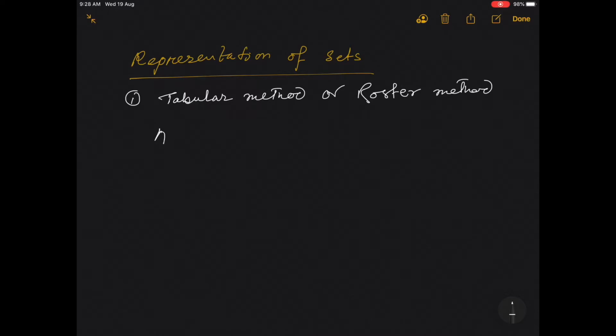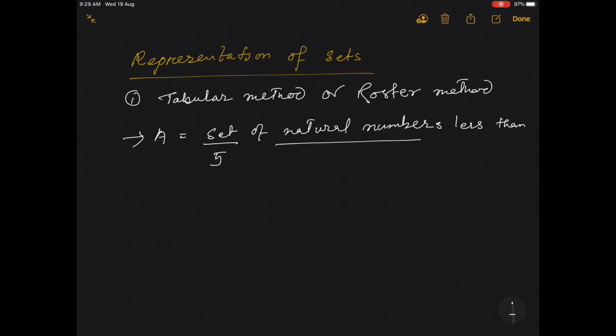Suppose we have a set A. It is a set of natural numbers less than 5. So what kind of set is it? A set of natural numbers less than 5. In this tabular method or roster method, we write all the members of this set one by one within brackets, separated by commas.